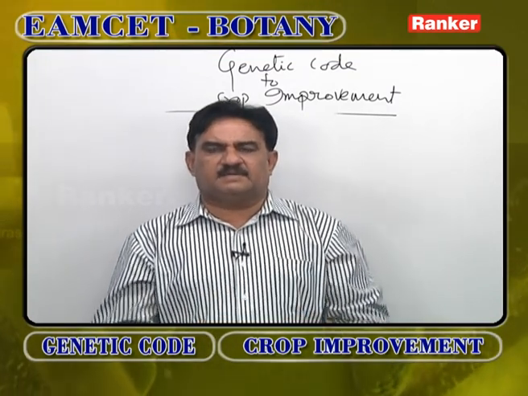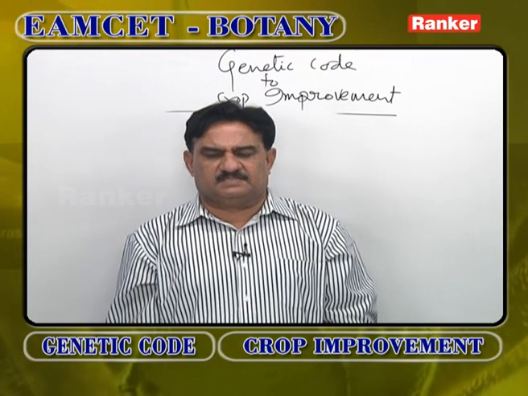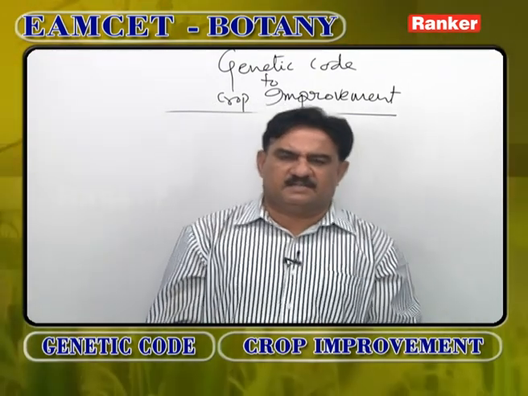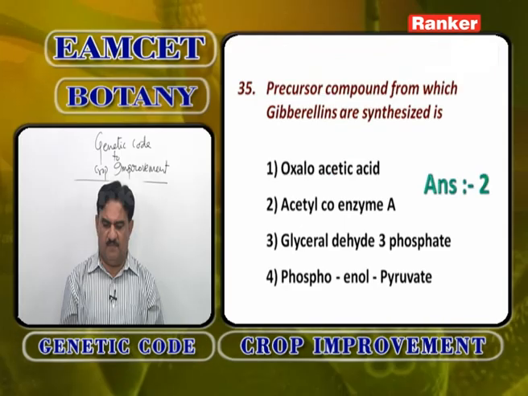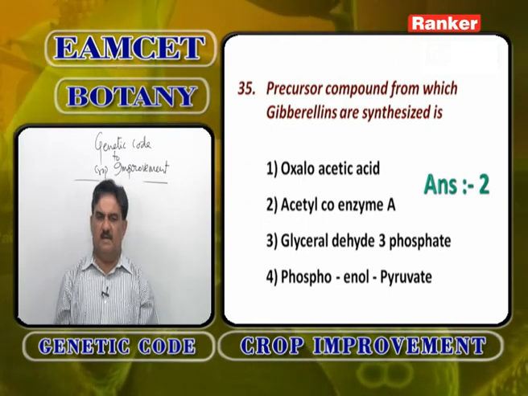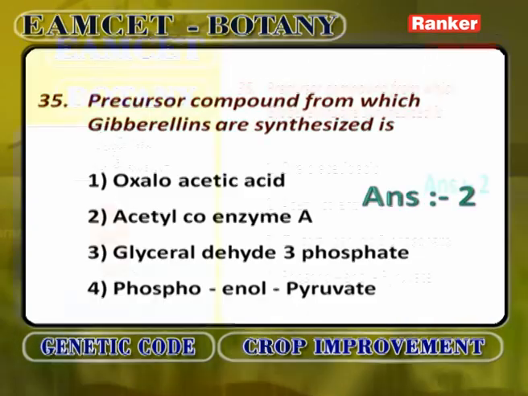They are all called gibberellic acid 1, 2, 3, 4. The first gibberellic acid that was isolated and crystallized is GA3. So the precursor compound from which gibberellins are synthesized is not oxalic acid, not glyceraldehyde 3-phosphate, not phosphoenolpyruvic acid, but acetyl coenzyme A is the main compound from which gibberellins are produced. So the precursor is acetyl coenzyme A, second option.